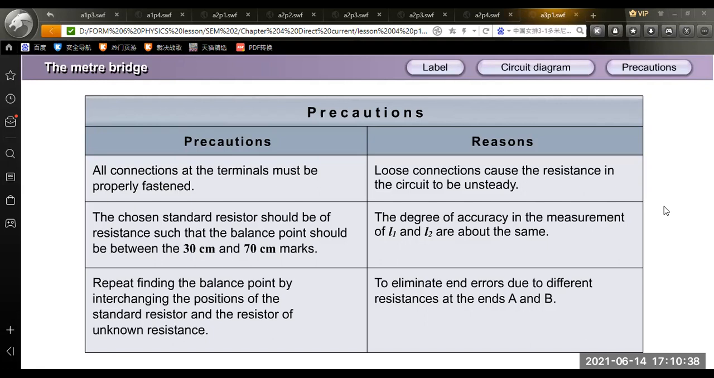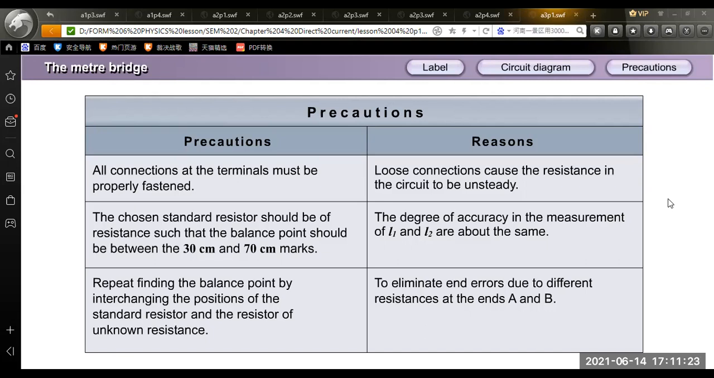Next, the second precaution. The chosen standard resistor should have a resistance such that the balance point is between 30 and 70 marks. This means we try to have almost equal lengths. That means 30 to 70 is the best region. Why? The degree of accuracy in the measurement of L1 and L2 is about the same.